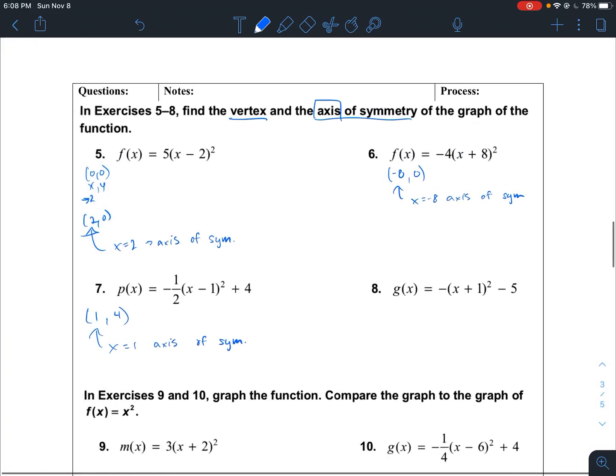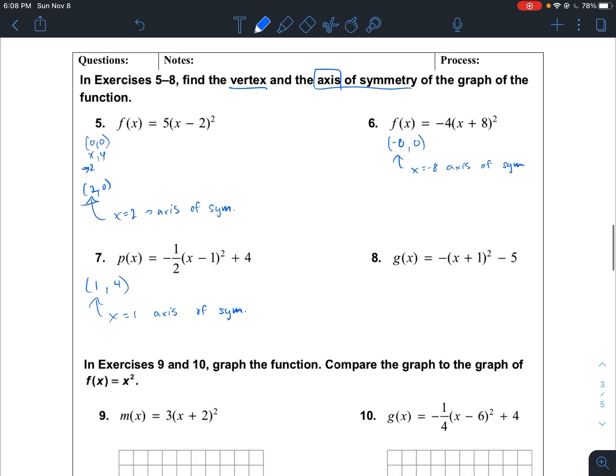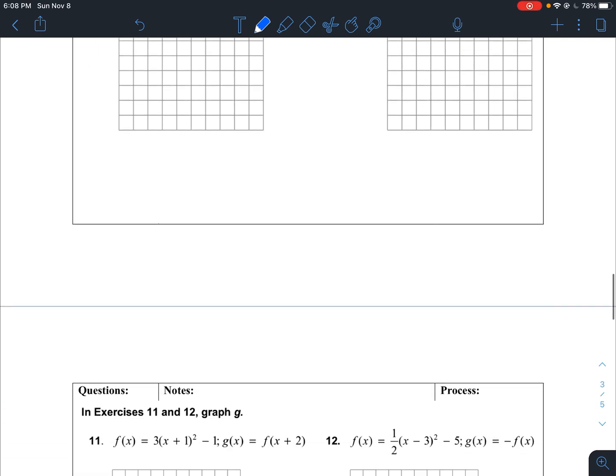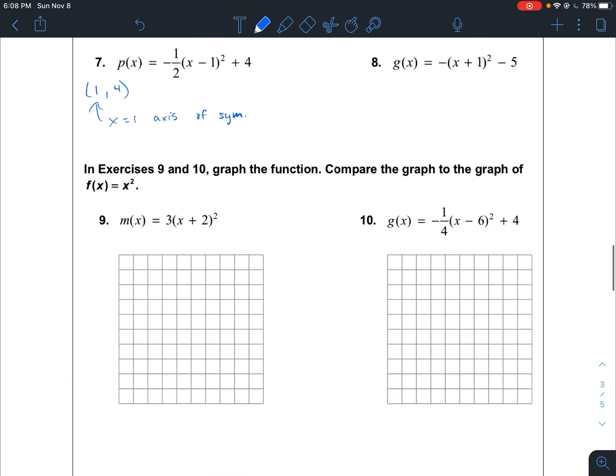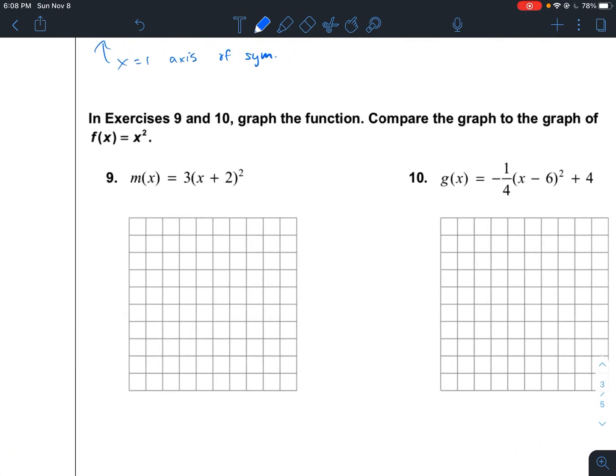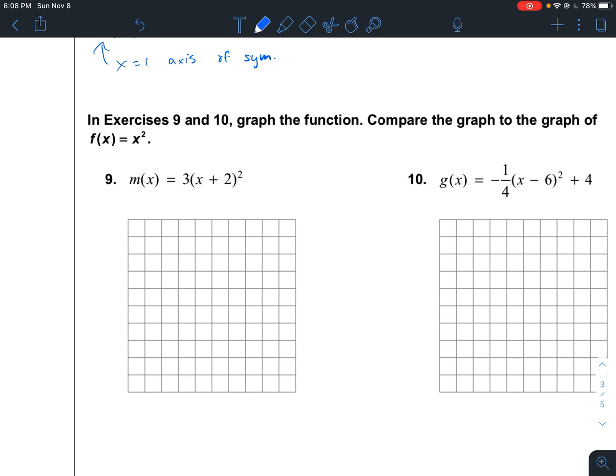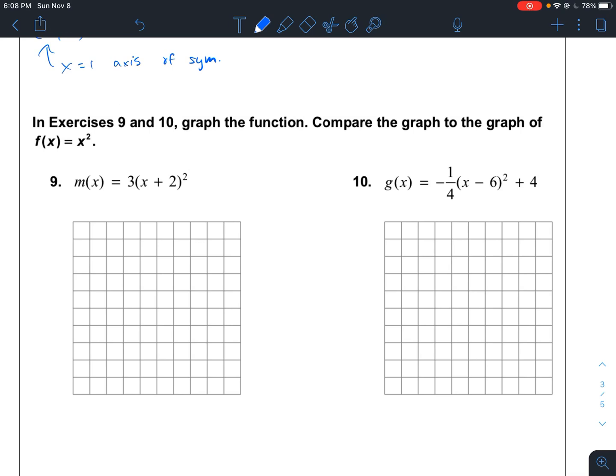Go ahead and try number 8 on your own and see if you can figure out the vertex and the axis of symmetry. So I'm going to jump to number 9. I'll do number 9 and then you guys can do number 10, since it is a little bit harder.